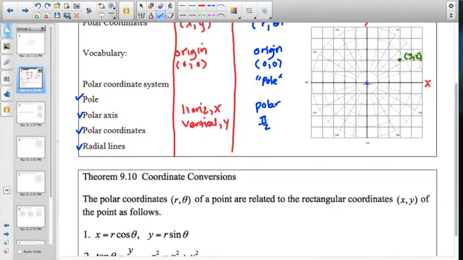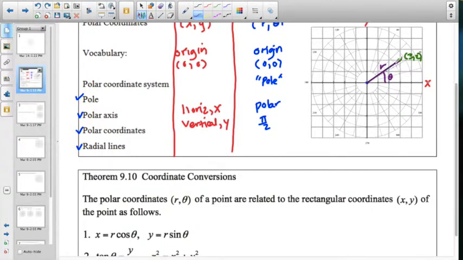There we go. So from the pole out to that point. So something like that. I'm just going to reposition that a tad. There we go. So that would be our polar, our radial line there, and that angle would be this angle theta here, and this distance would be some radial distance r.